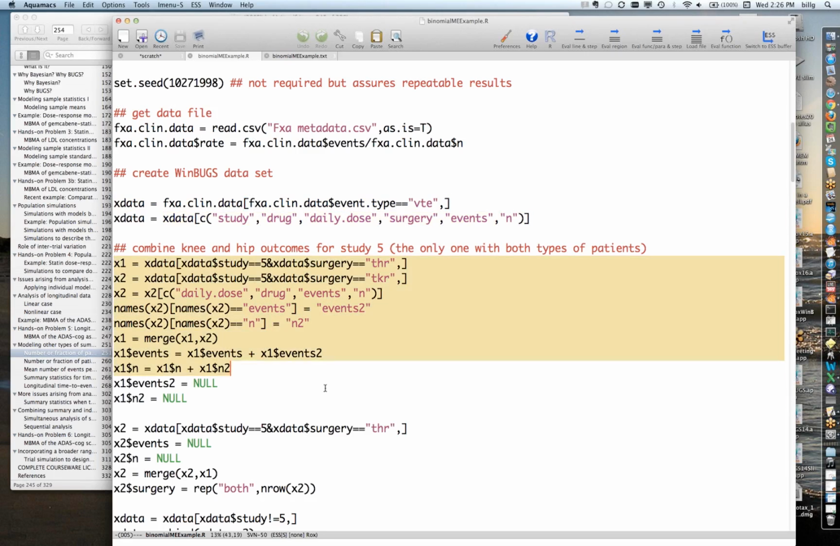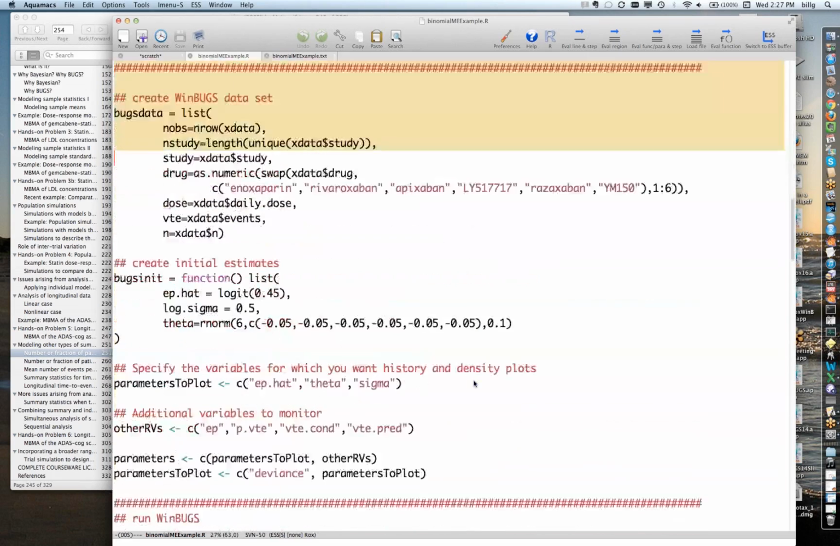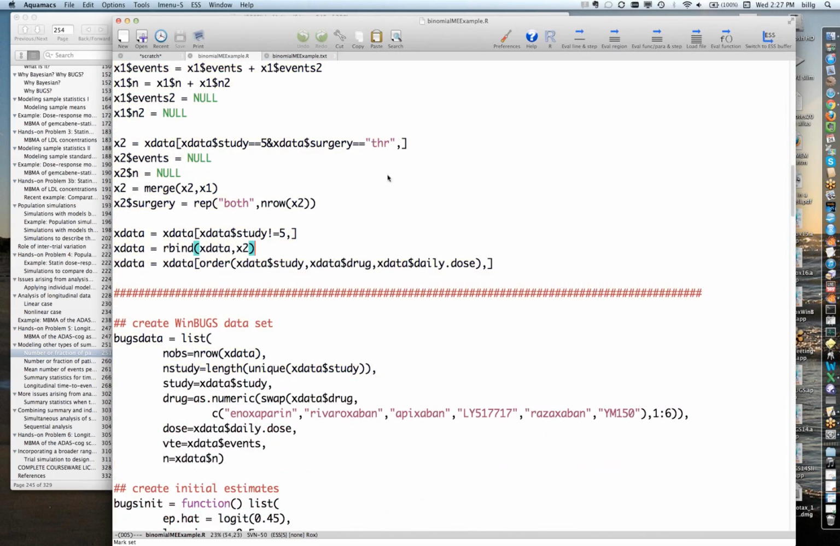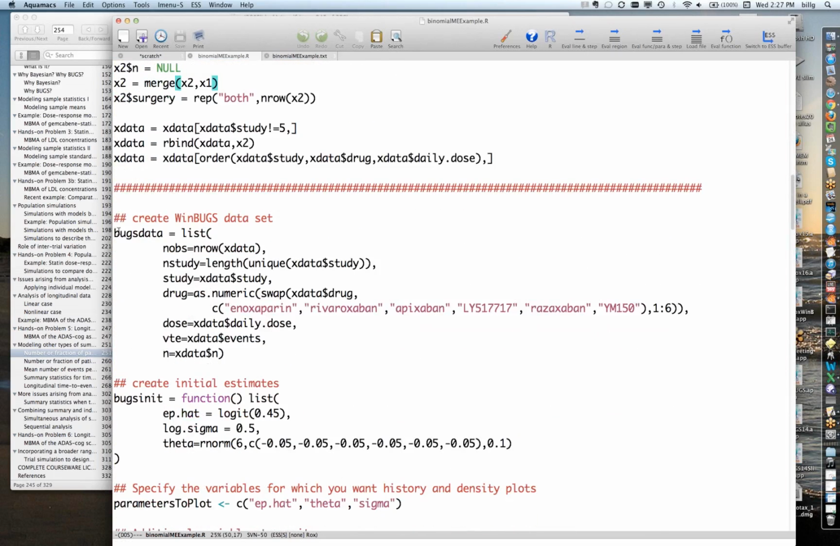This is just a little bit of data management to deal with the fact that one of the trials actually had both types of events, and I was just lumping them together into a single count for a given treatment arm. So it pulls all of that together down here, and finally, based upon that, pulling together the data set. Not a whole lot to say here.